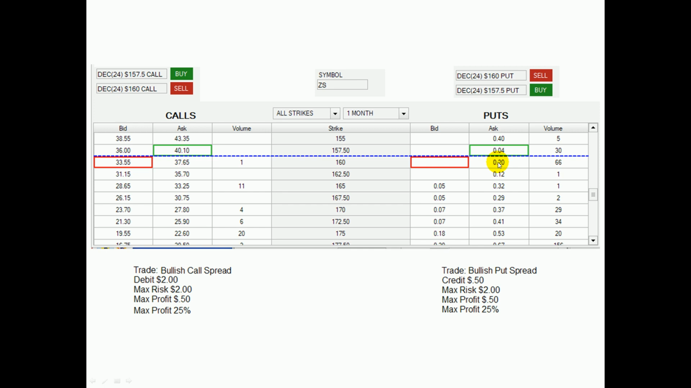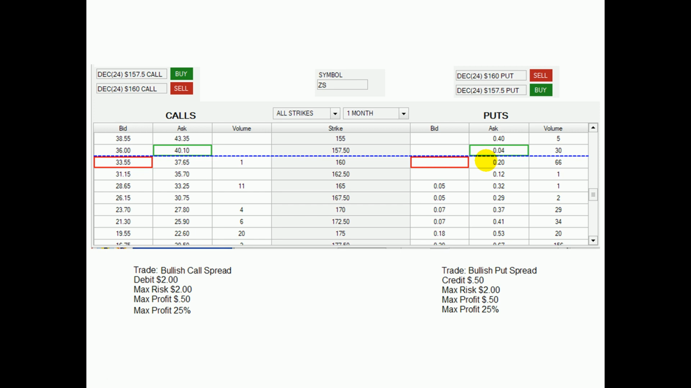And if the momentum in the stock to the downside is very, very strong, I can repurchase the 160 puts and I can leave the 157.50 puts on with the notion that the stock is going to continue to move lower and these 157.50 puts are going to increase in value. I can do that trade. I just have to be able to afford to buy the 160 puts back.